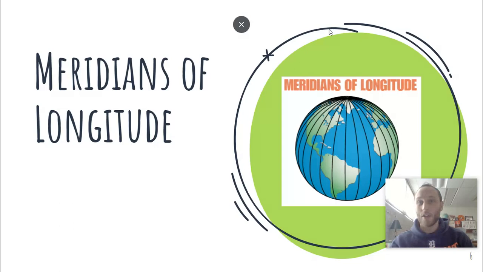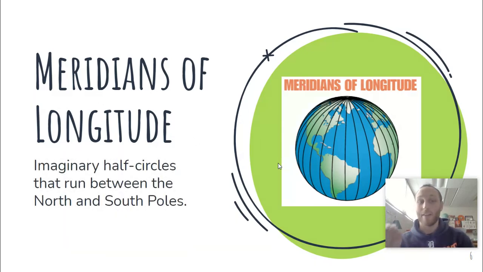The meridians of longitude are kind of the opposite lines. So longitude lines are going to go up and down. They're going to start at the North Pole and end at the South Pole, and they're going to be crossing and intersecting each other, kind of like an orange would, right? So meridians of longitude are imaginary half circles that run between the North and the South Pole. So longitude lines are going to be up and down, vertical lines.